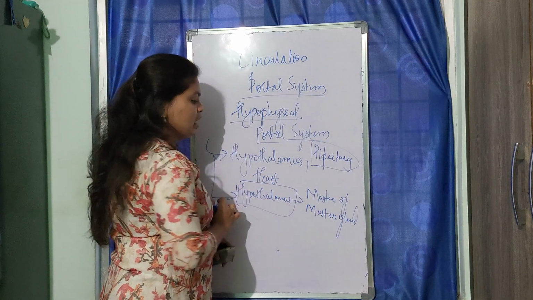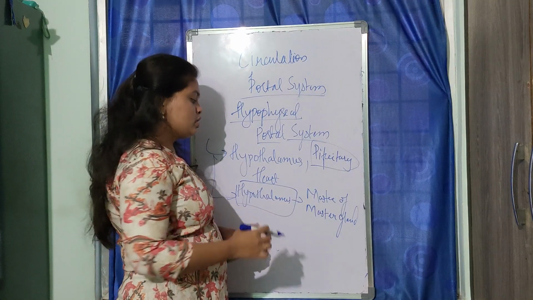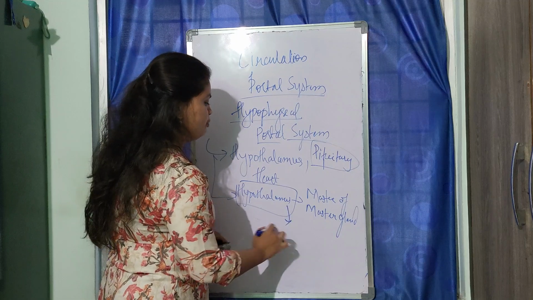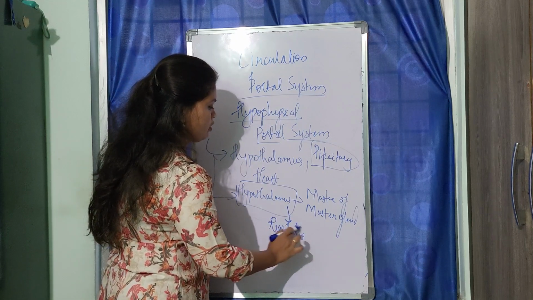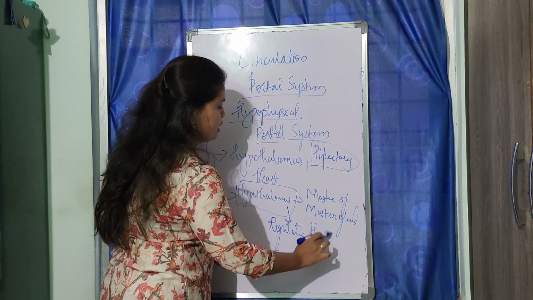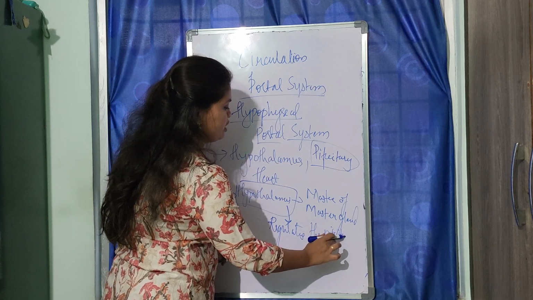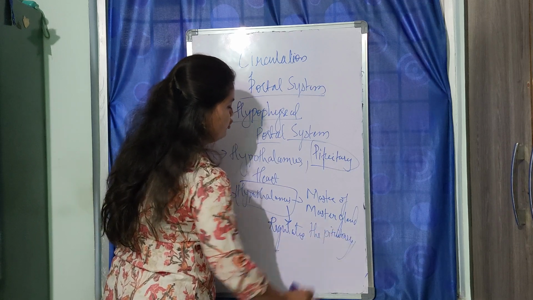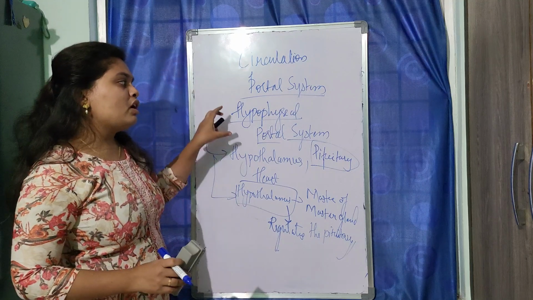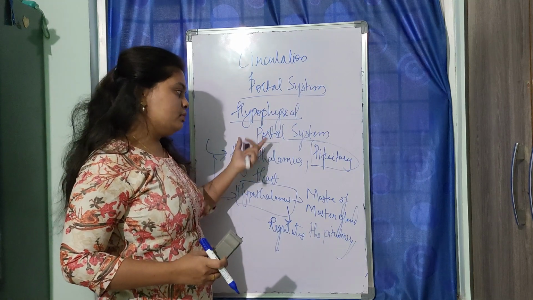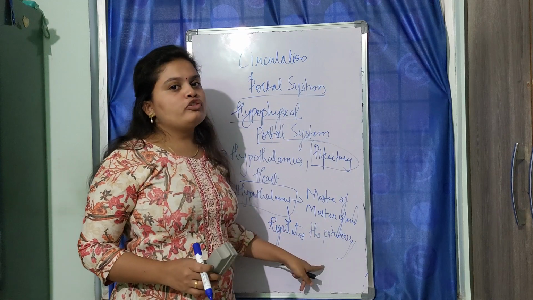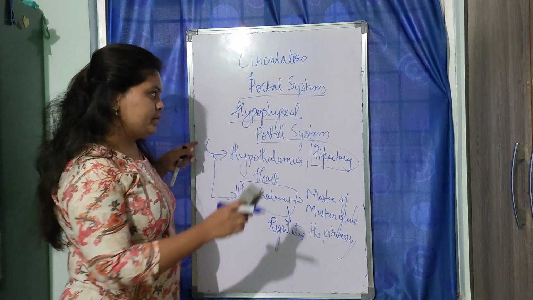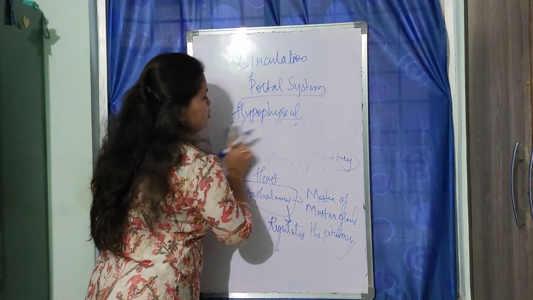The hypothalamus is called the master of master gland because it regulates the activity of the pituitary. So, via the hypophyseal portal system, this hypothalamus is able to regulate the secretion of the pituitary. Let us learn about how it does it.